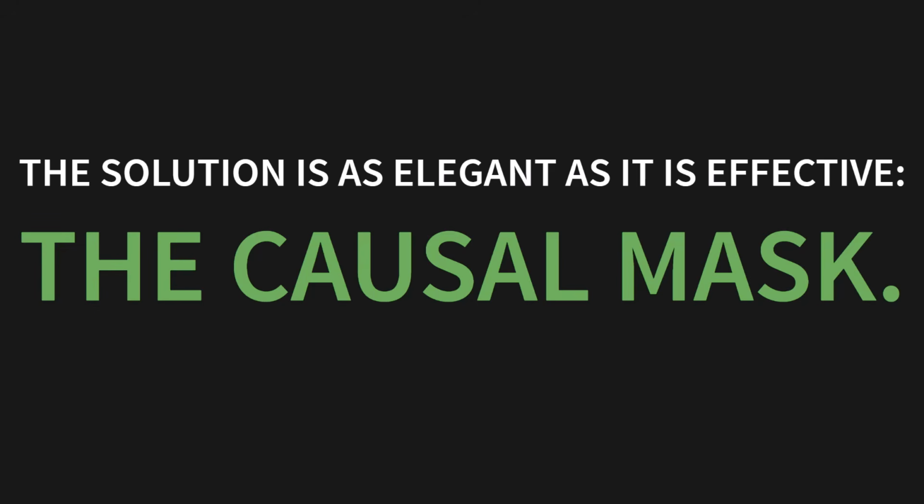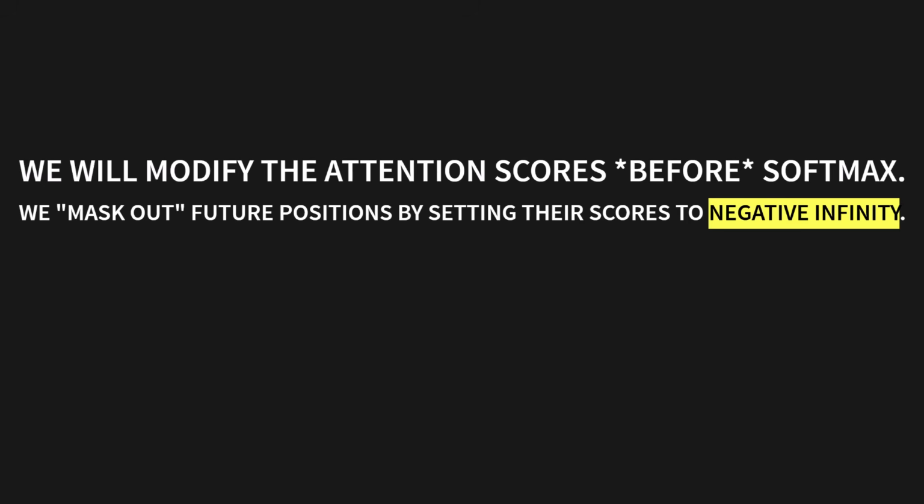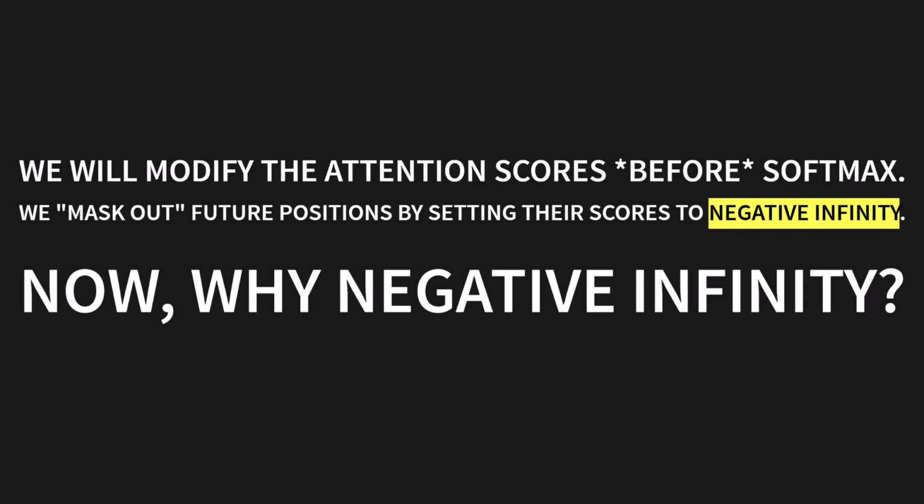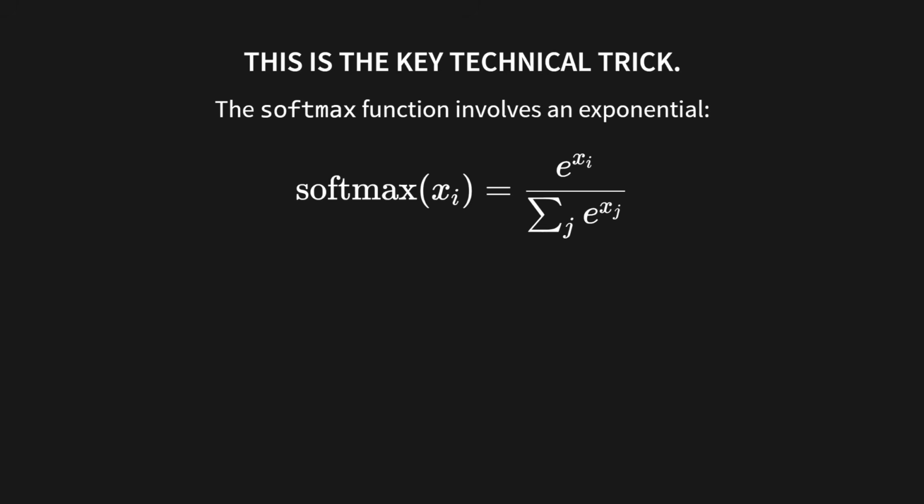The solution is as elegant as it is effective. The causal mask. We will modify the attention scores before softmax. We mask out future positions by setting their scores to negative infinity. Now, why negative infinity? This is the key technical trick.